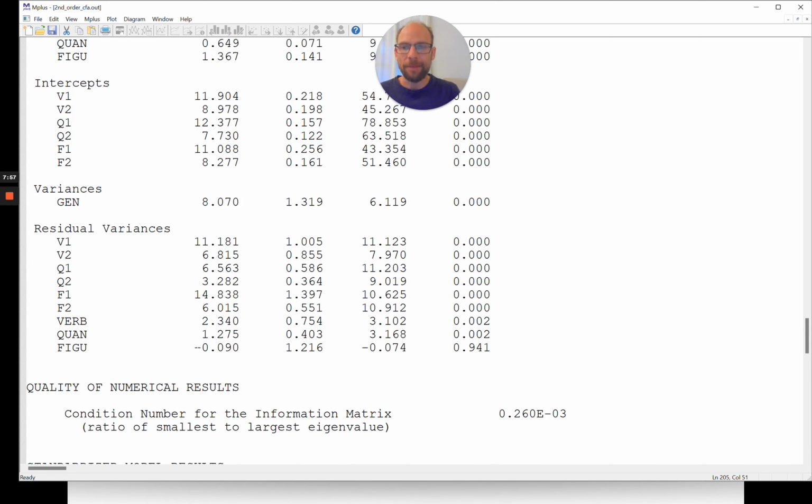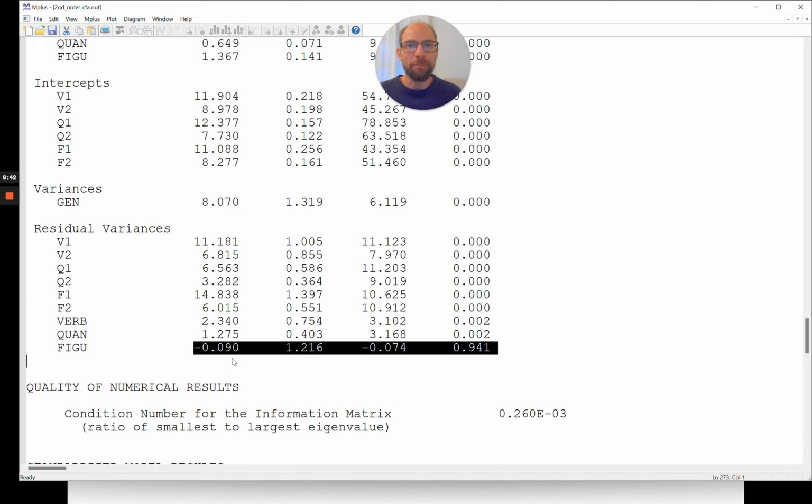And so here you can see that something went wrong, because we do have a negative residual variance estimate for the first order factor FIGU. This means that the general factor explains more than all of the variance, so to say, in this figural factor, which is not possible. At most, the general factor could explain 100% of the variance in this figural factor, but not more. So a negative residual variance estimate doesn't make any sense, because that would mean a factor has an R² value greater than 1, more than 100% explained variance by the independent variable, which here is the general factor, and that doesn't make sense.